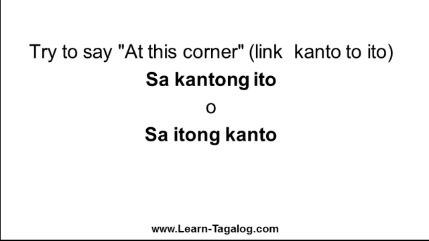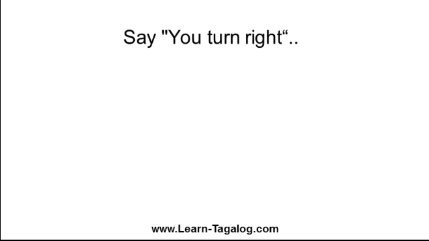Notice the nung linker in both of those. Kanto is corner, but it has the nung linker at the end of it. Kantong ito. It's linking into ito. Okay? Look at the ito in the second sentence. It has the nung linker linking to kanto. Sa kantong ito, sa itong kanto. Either one.